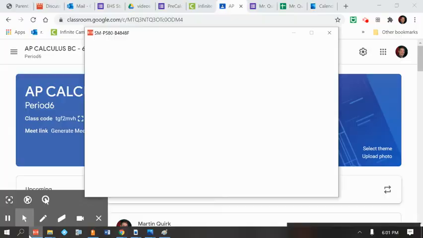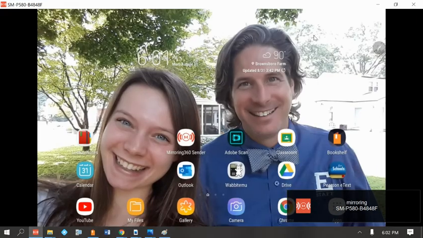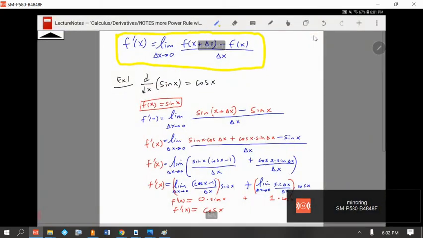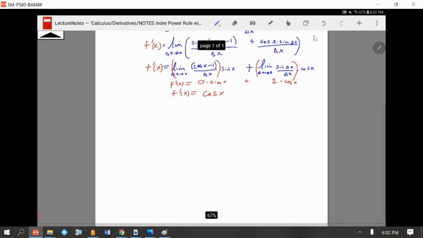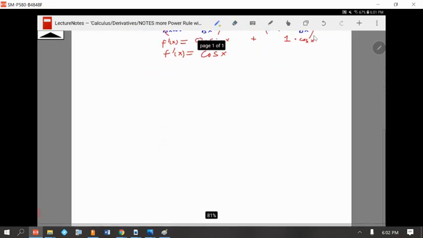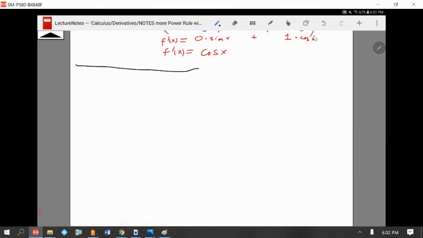So something else I thought I could do, besides just this derivative of sine thing, is also talk about writing an equation of a tangent line, or just basically the equation of a line. Maybe that's a good place to start, because the question will be asked a whole bunch of times: what is the equation of the tangent line?